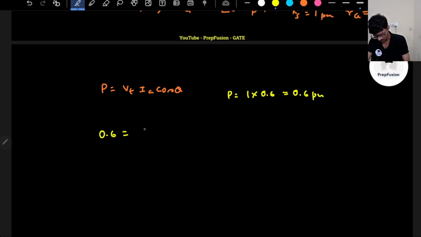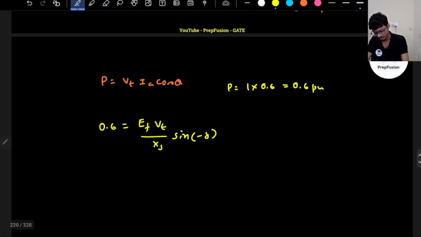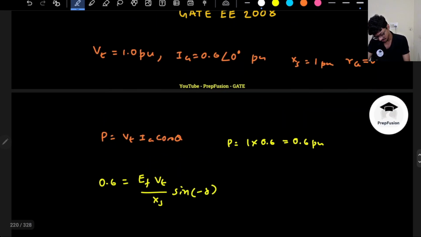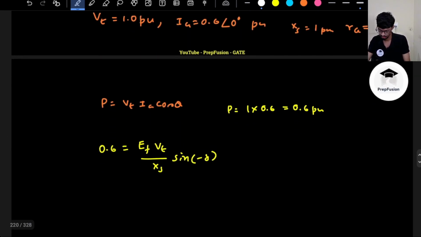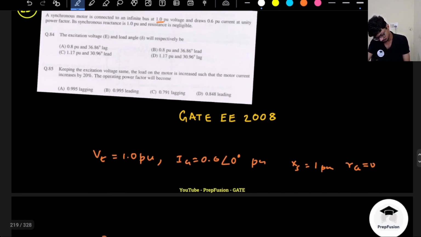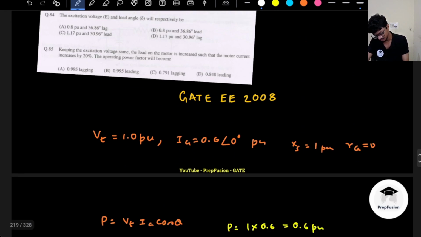It is equal to EF into Vt divided by Xs into sin of minus delta, if resistance is negligible. So from here I can easily find out... okay, I don't know what delta is, I don't know what Vt is. Anyway, I have to solve the equation only.